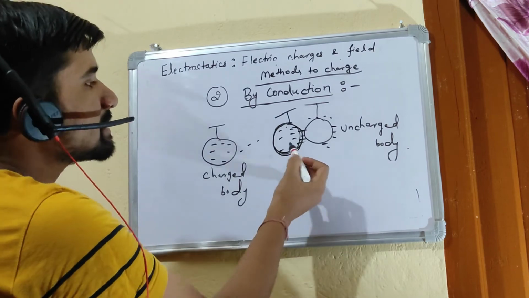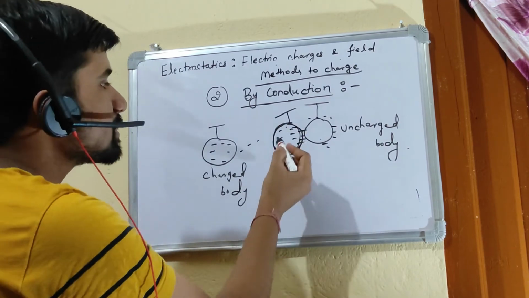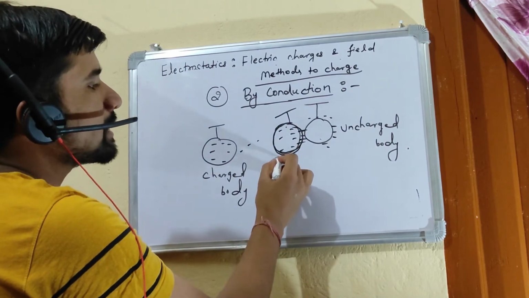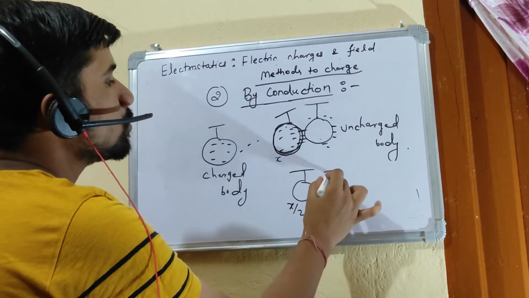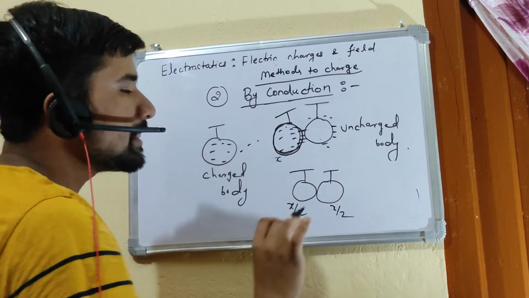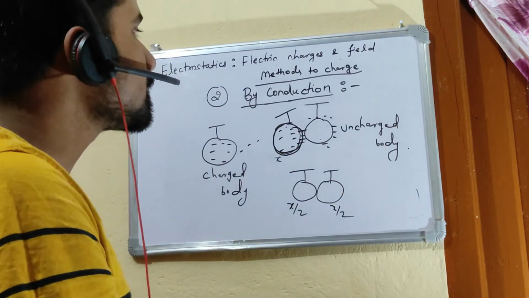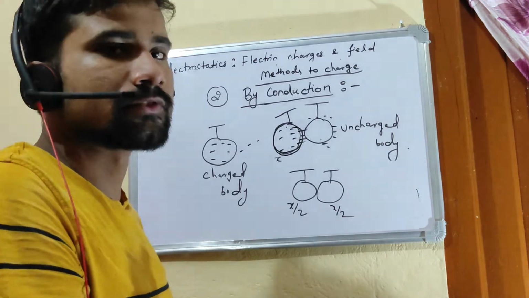So let's say these bodies are of the same size, and this had some charge called x. Now after coming into contact, this will become x by 2, and this will also become x by 2, and then the flow of charge will stop. So this is what is called the conduction way of charging.